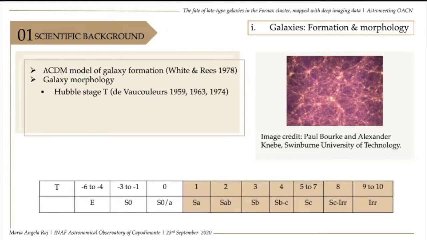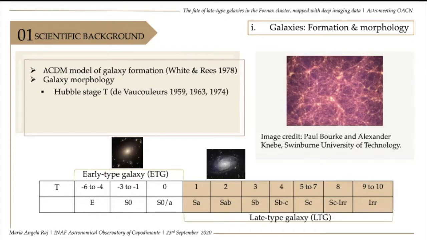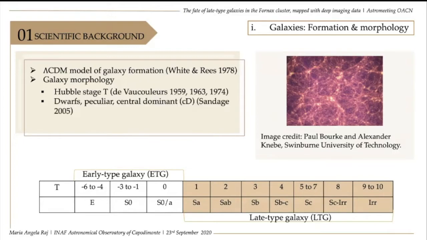it in today's presentation. It's a parameter ranging from -6 to +10. On the left side here, we have early-type galaxies. On the right, we have late-type galaxies, which are spirals and irregulars. Now, later classification schemes also included dwarf, peculiar, and central dominant galaxies, some of which I mention in today's presentation.